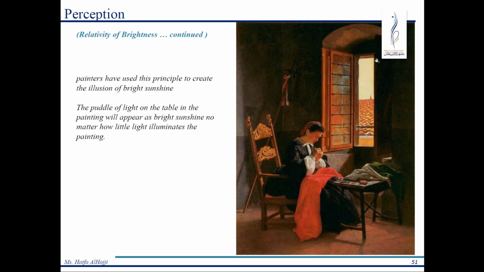This is another example. This is a painting where in the middle they located this daylight. They painted it as white and everything else was dark. No matter what you illuminate this image with, for example, if you put it in a dark room or under the sun, you're going to see this area as bright. This is because your eye compares this area to its surrounding. No matter what you light it with, you're still going to see a difference in brightness between these two areas.